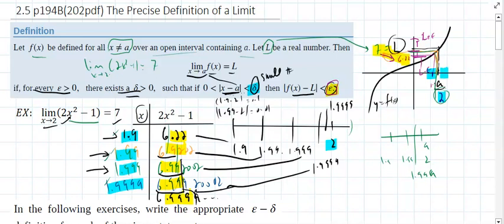I could choose it at both ends. Say that is 2 plus delta and 2 minus delta. 2 minus delta meaning I'm picking points below the 2, and I could pick points above.